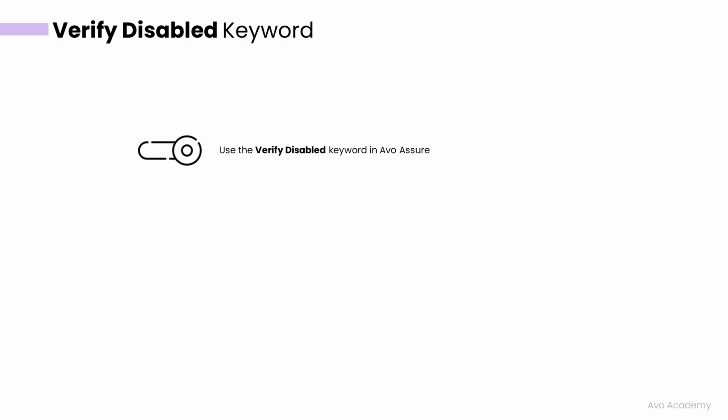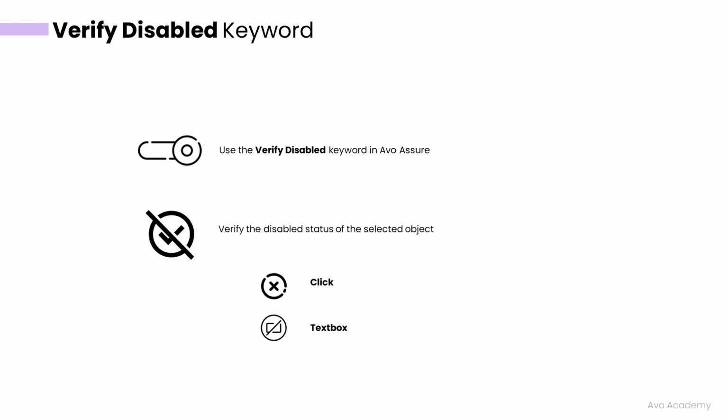In this video, you will see how to use the Verify Disabled keyword in Avo Assure to verify the disabled status of a selected object, such as clicking or providing text input for elements within SAP application when automating it.